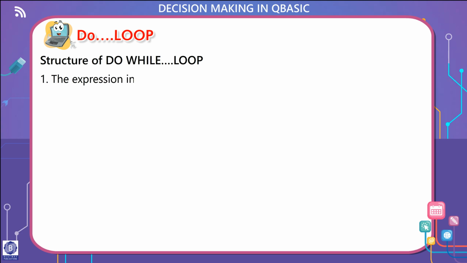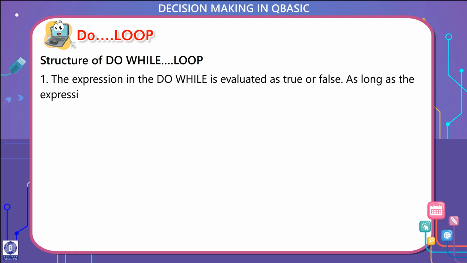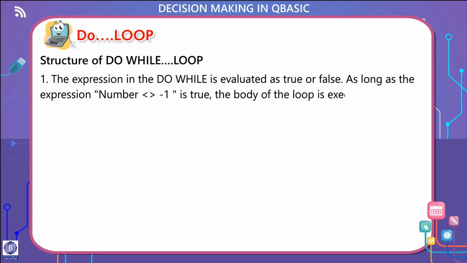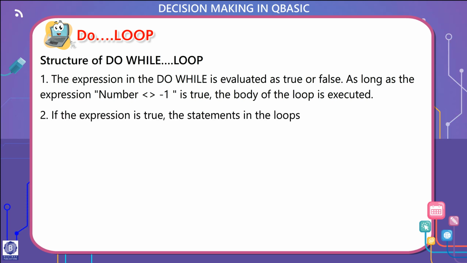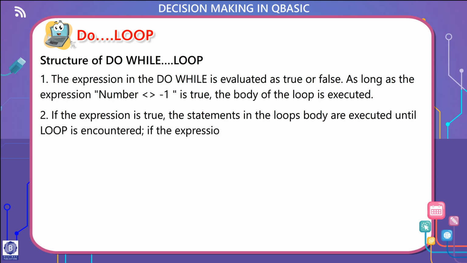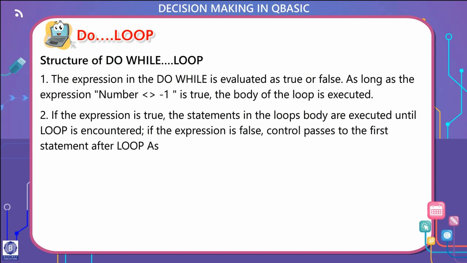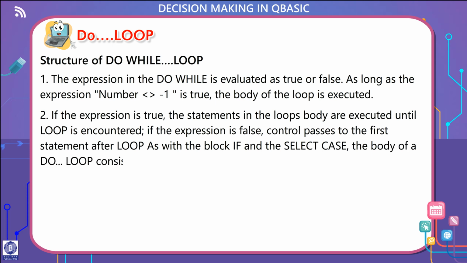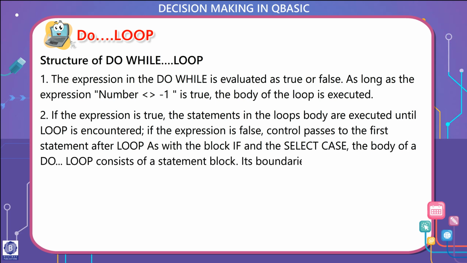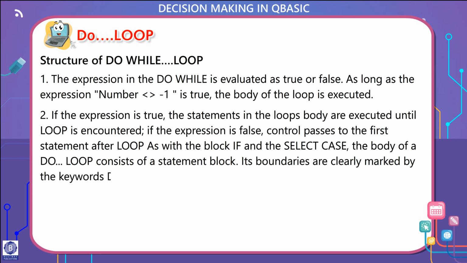The expression in the Do While is evaluated as true or false. As long as the expression is true, the body of the loop is executed. If the expression is true, the statements in the loop's body are executed until Loop is encountered. If the expression is false, control passes to the first statement after Loop, as with the block If and the Select Case. The body of a Do loop consists of a statement block. Its boundaries are clearly marked by the keywords Do and Loop.